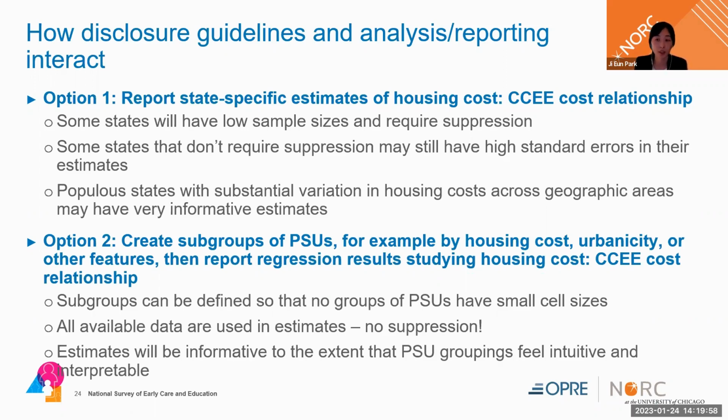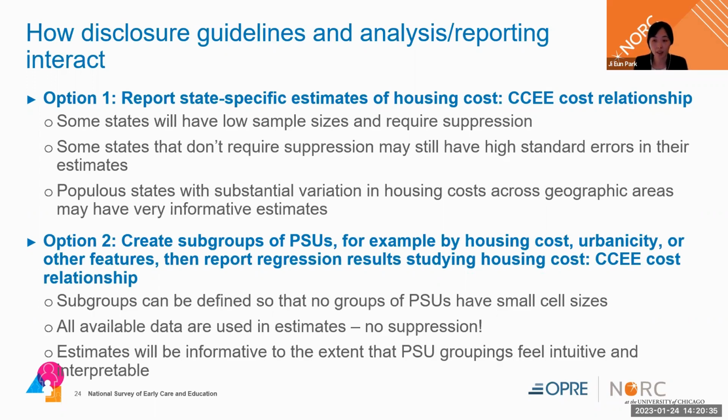So one option that you might have when you have initially thought about your analysis is to simply report state level estimates, right? So some states have low sample size and this might require suppression. And when you have everything at the state level, you might not require suppression, but there might be some states with high standard errors in your estimate. And there are some populous states with substantial variation in housing costs. So just reporting everything at the state level may not be very useful for the readers.